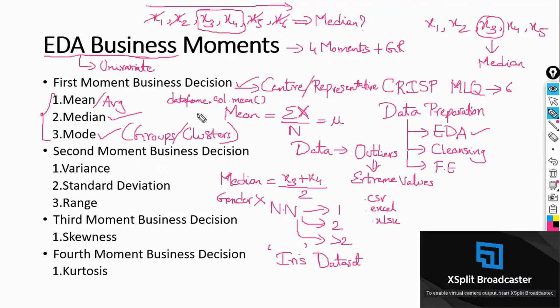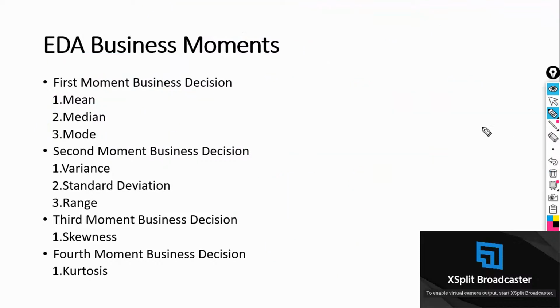Mode, data frame dot column dot mode. And this process has to be continued for each and every column in the data set. I hope it's clear. Now let us proceed to the next business moment. Okay, it is second moment business decision.